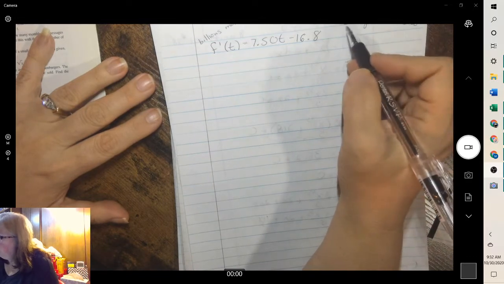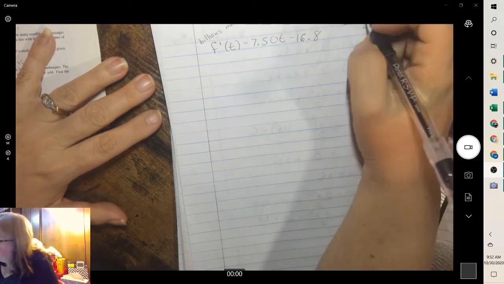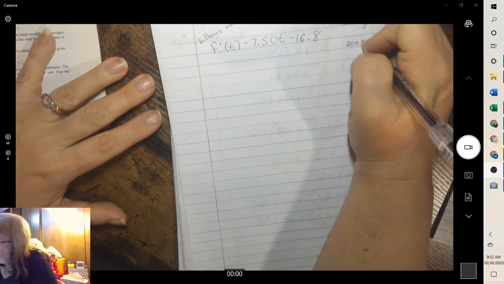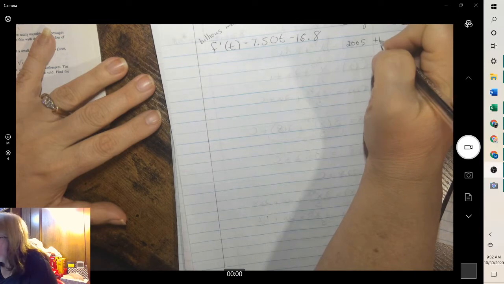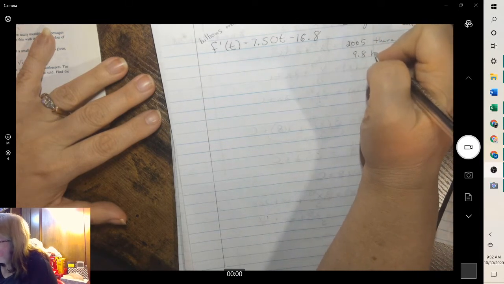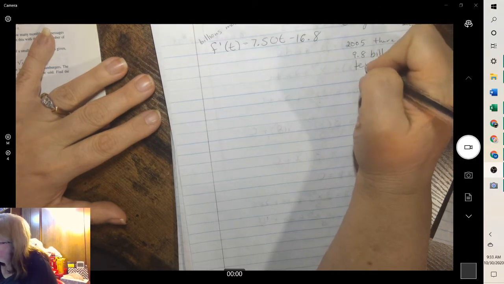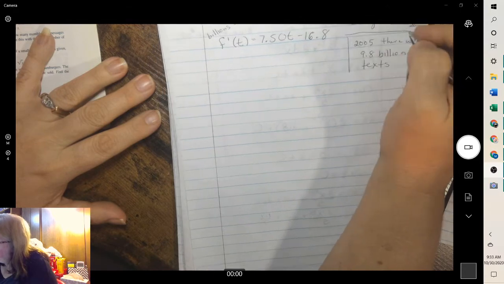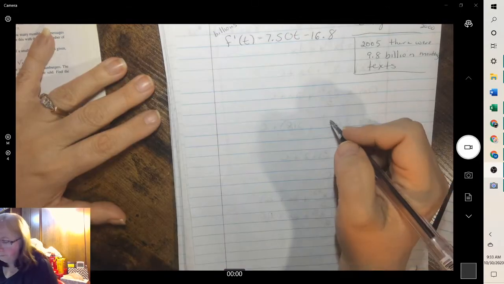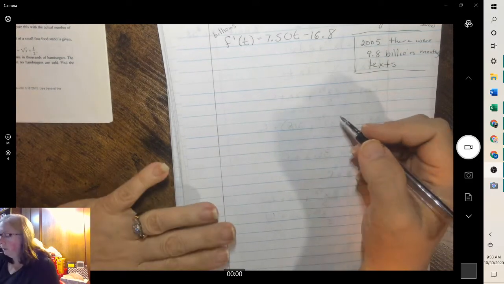Years since 2000, which means 2005, t would be 5. And in 2005, there were 9.8 billion monthly texts. This is giving us information to find C. Find the function that gives the total number of monthly text messages.